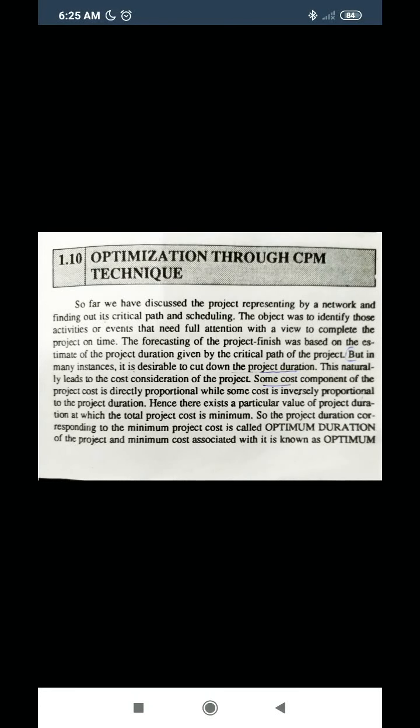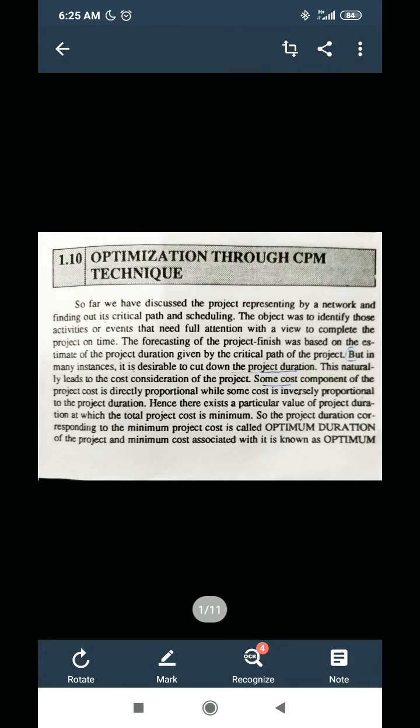By now we have discussed how we can calculate the EOT and LOT values for each event, how to draw the network, and how we can find the critical path, the activity times and floats. So the objective was to find those activities which need to be considered for optimization of a particular project. Optimization here means finding that duration of the project which will yield minimum cost.